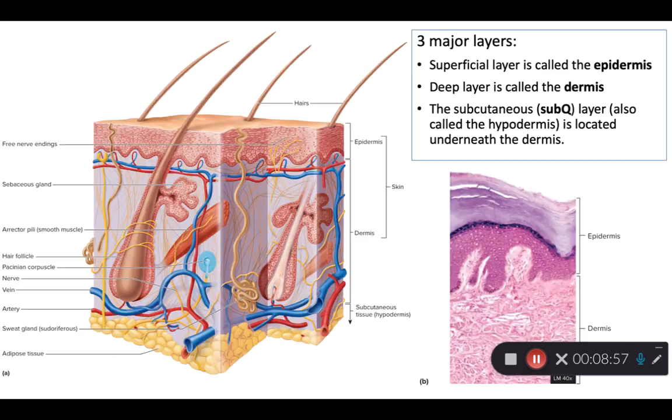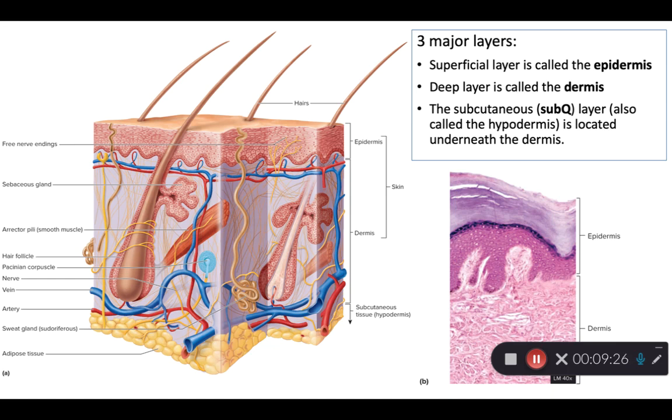So those are your basic functions. This is a drawing. Every book has a very similar drawing showing the different layers of the skin as well as the structures in the skin. So this would be that first image to start working on. There's an ID game in the module that you can practice some of your labeling, but I definitely suggest that you work on these structures.